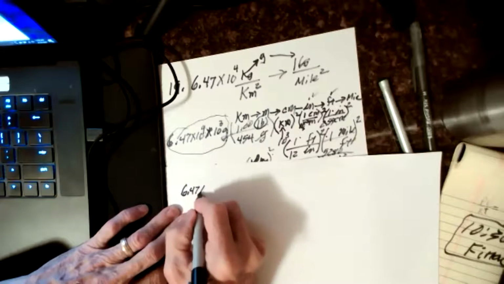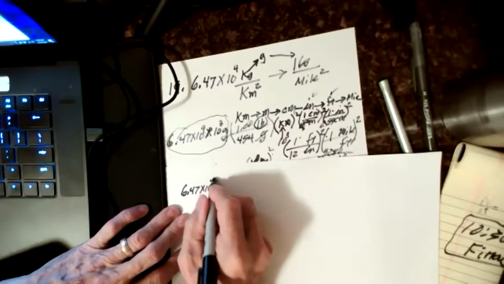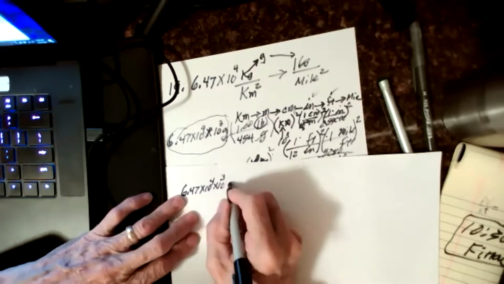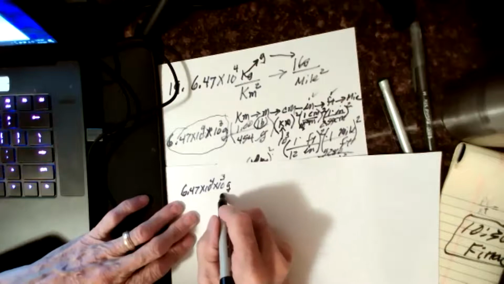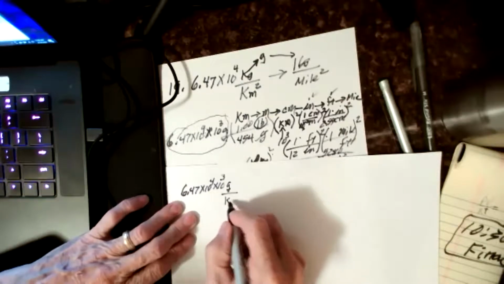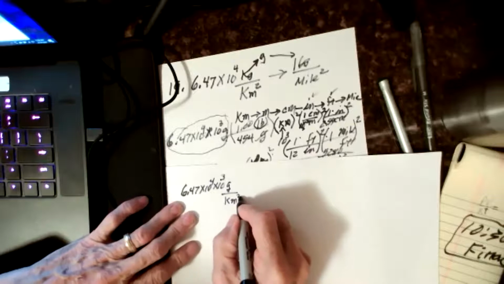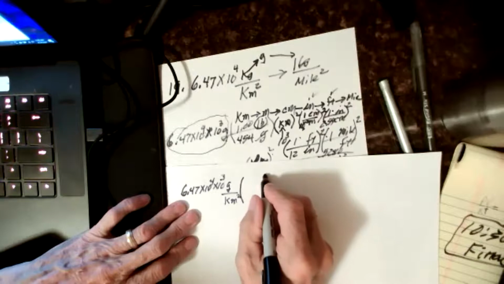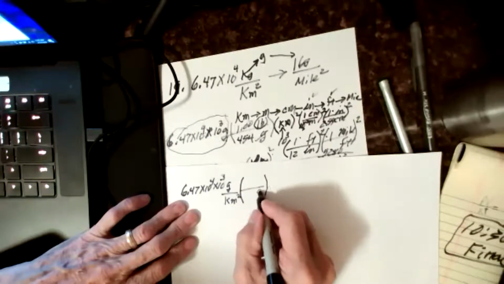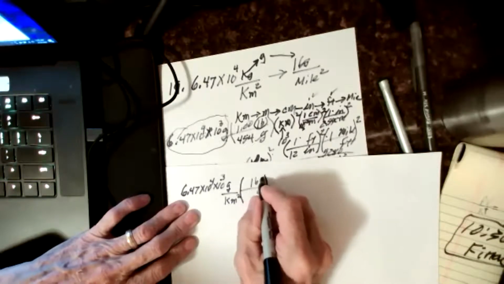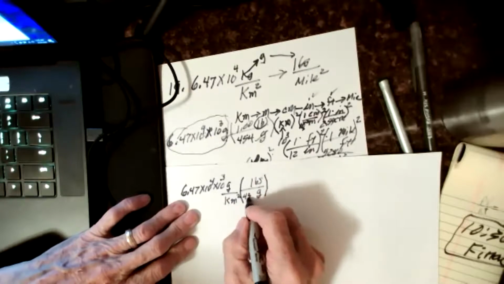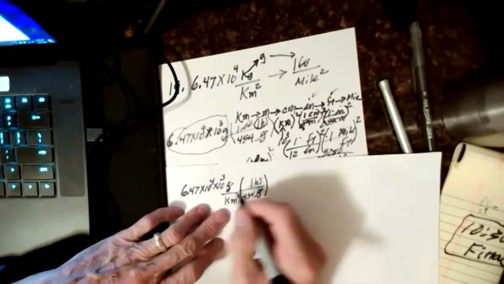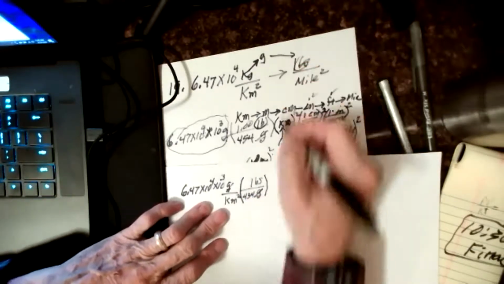6.47 times 10 to the fourth times 10 to the third. And now that's in grams, and it's grams per kilometer squared. Now we do our conversions. The first conversion I'm going to do is from grams to pounds, and there's 454 grams in 1 pound. Now I've got pounds per square kilometer. Pounds is where I want to be.